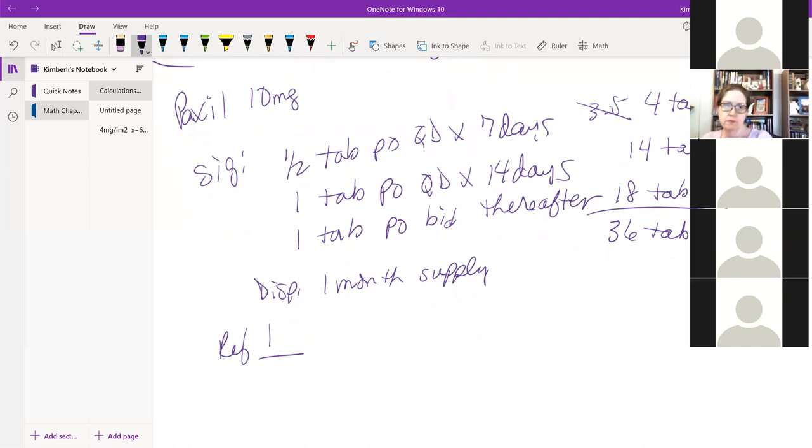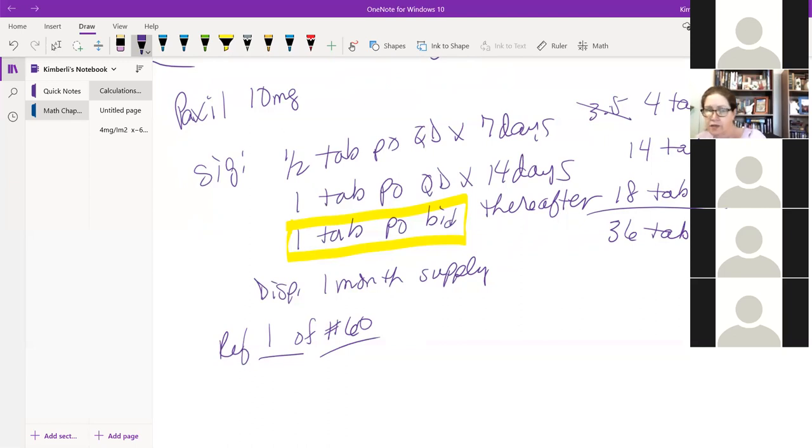The same? Like the next refill? Yeah, if you give them 36 tablets on a refill, it's only going to last 18 days, because now they're taking it twice a day. So 60? Refills, yeah. On your refills, you're going to have to look at this SIG. So your refill is going to be refill of number 60. Okay? Because now they're taking it twice a day thereafter. So every day after that, they're going to take it twice a day.